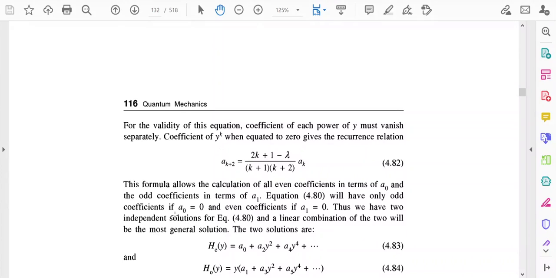So equation 4.80 will have only odd coefficients if you set a0 equal to 0, and you will have only even coefficients if we set a1 equal to 0, as we are obtaining two different solutions, one in terms of a0 and one in terms of a1, because all even coefficients can be expressed in terms of a0 and all odd coefficients in terms of a1.